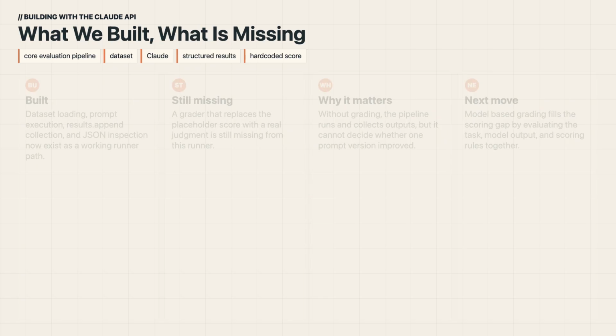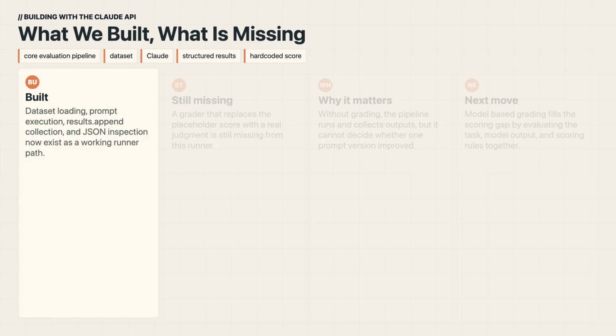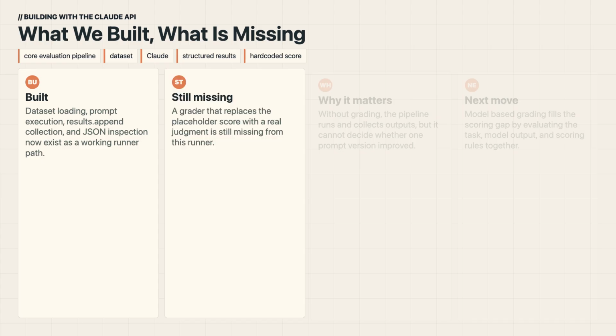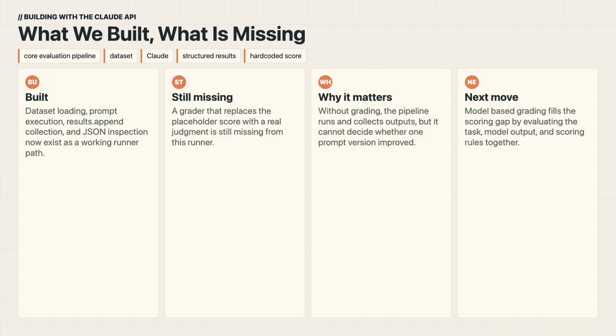At this point, the core evaluation runner exists. It can load a dataset, process each task through Claude, collect output, and print structured results. The big missing piece is grading. A hard-coded score of 10 proves the plumbing, but does not tell you whether the answer was correct. That is why this module ends here. The next section replaces the placeholder with a grader that can evaluate the answer itself.